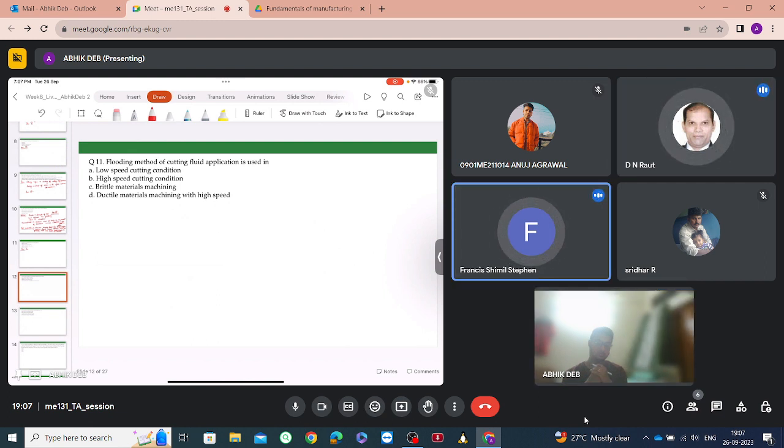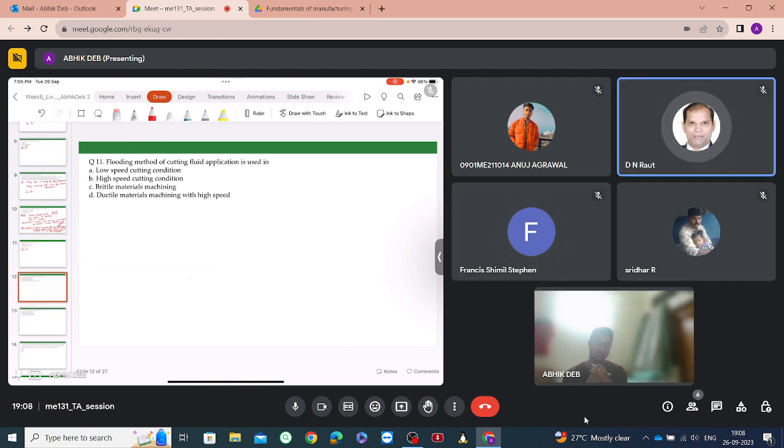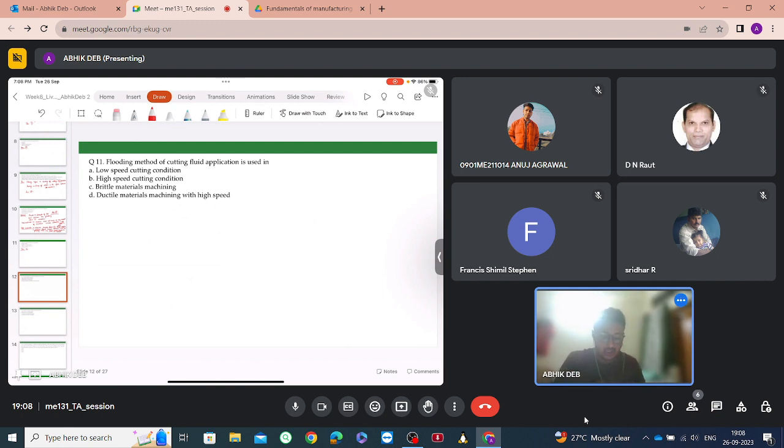Brittle material machining. Okay, it is not necessarily a materials condition, it is basically a speed condition.